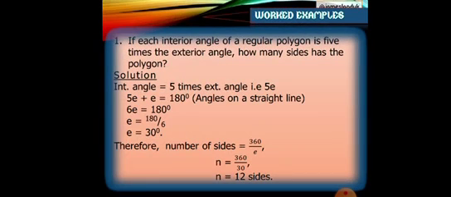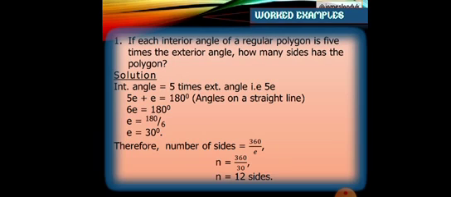We have the first one that says, if each interior angle of a regular polygon is 5 times the exterior angle, you are asked to find the number of sides of the polygon. We know that when they talk about the exterior angle and interior angle of a polygon, the sum of the two will give us 180 degrees. So if the interior is 5 times the exterior, you can see from the solution there that the interior angle equals 5 times the exterior, which is the same thing as 5e.